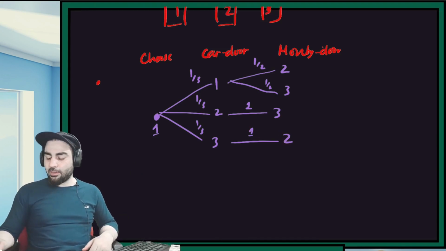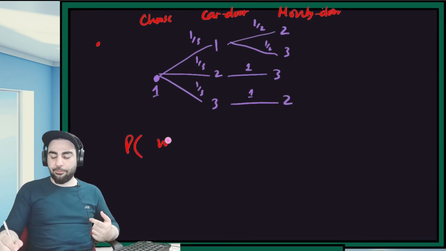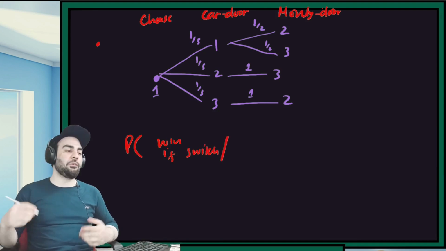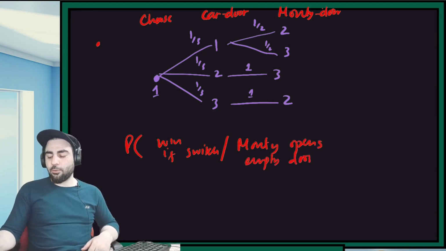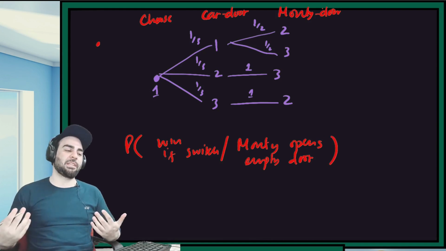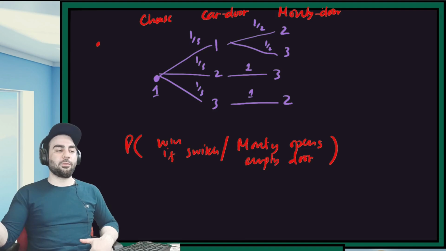Okay, now what we have to compute? We have to compute the probability of winning if we switch, given that Monty opens an empty door. This is what we have to basically compute: the probability that I'll win if I switch, given that Monty Hall opens one of the empty doors.